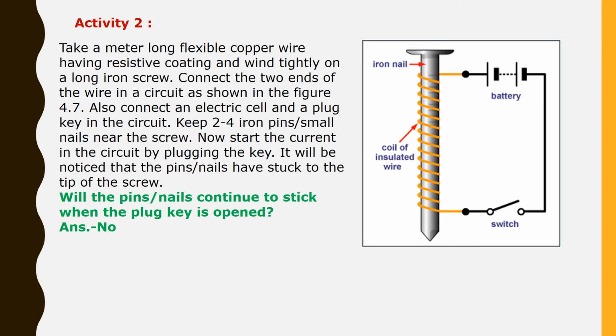Now, if the pins or nails continue to stick, then you have to open this plug key. When you open this plug key, these pins or nails will fall off from this iron screw, because obviously when you open the plug key, electric current will not pass through this circuit, and due to that the pins or nails fall off from this iron screw.